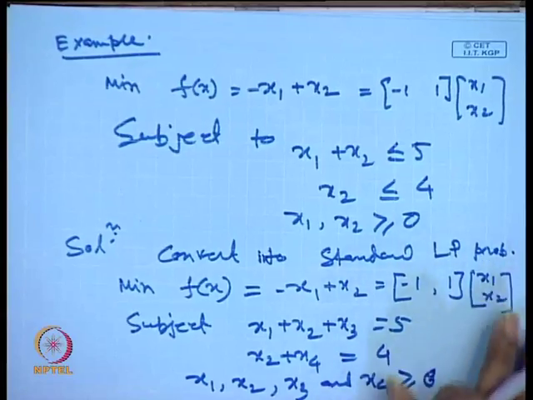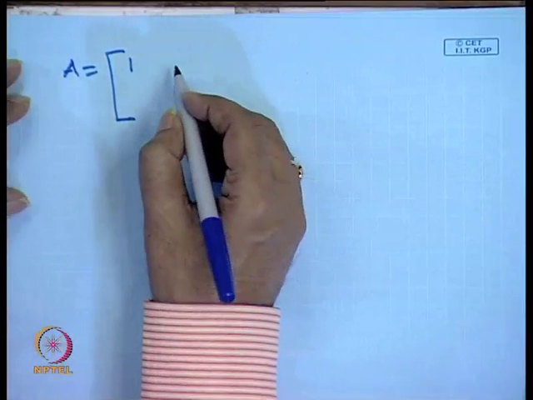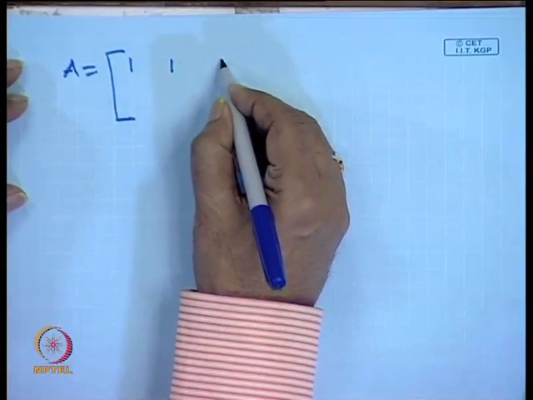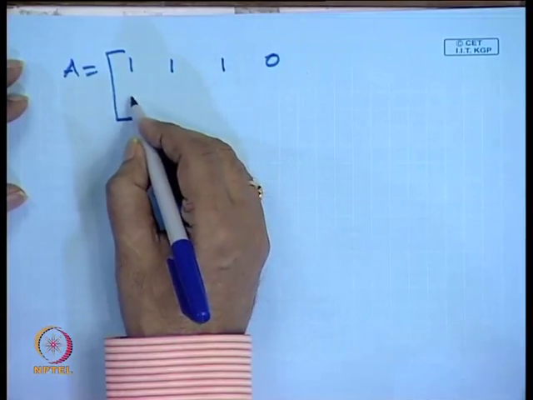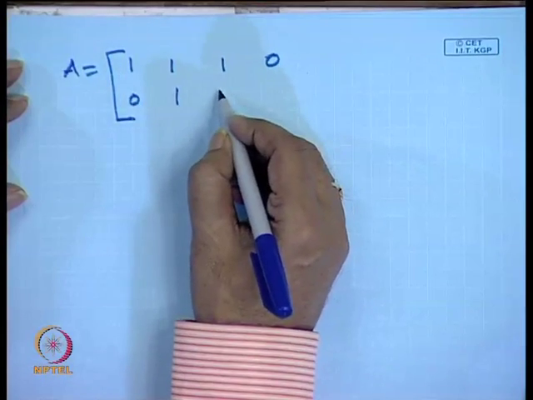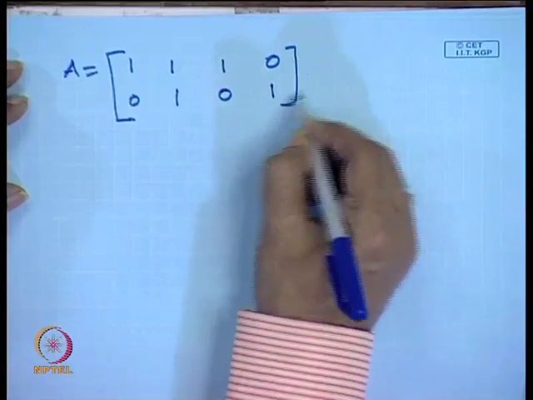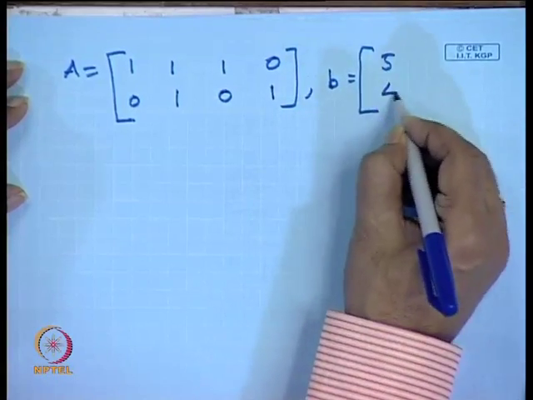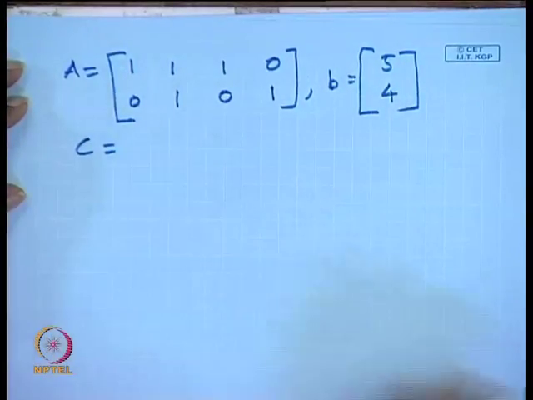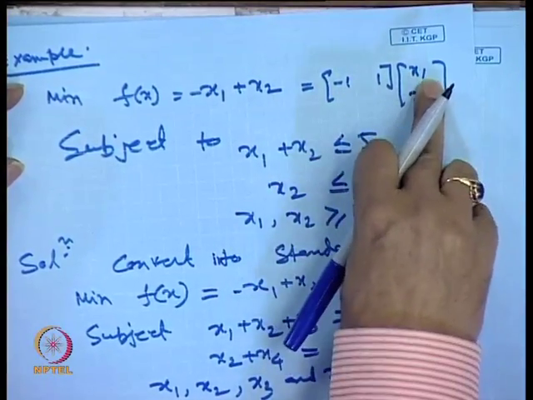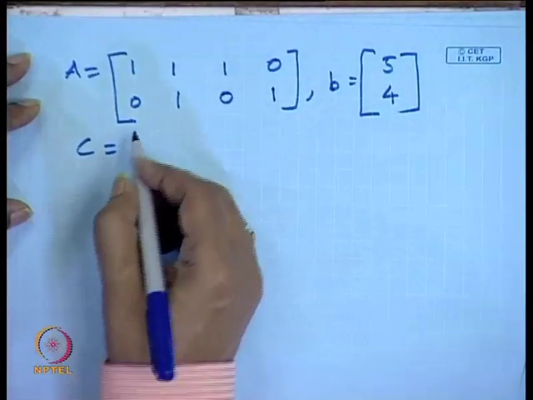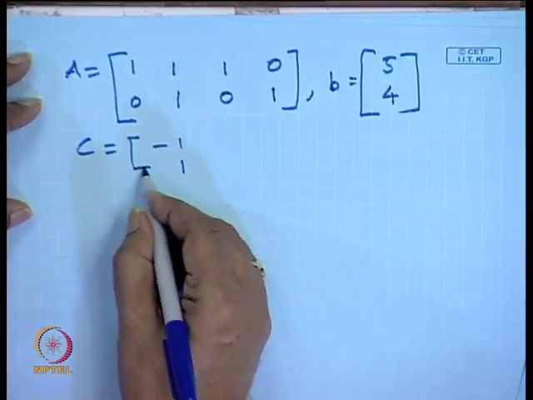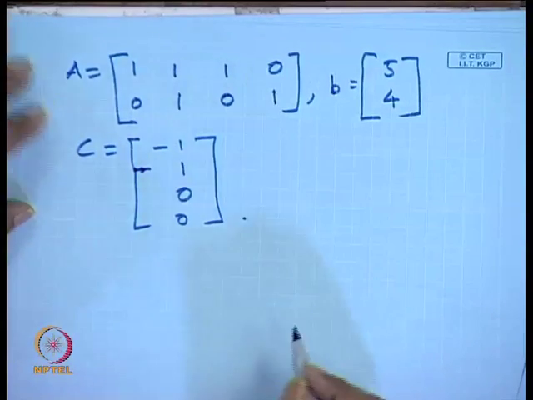Agree? So, now we identify which one is our A, b, and c. If you see our A matrix from these two equations, I can write it quickly: the coefficient of x1 is 1, coefficient of x2 is 1, coefficient of x3 is 1, coefficient of x4 is 0, and in the second row 0, 1, 0, 1. This is the A matrix, and this is the b matrix: 5, 4. Okay? And our c matrix is what? The coefficient of x1 is minus 1, x2 is 1, and the coefficients of x3 and x4 are 0, 0.